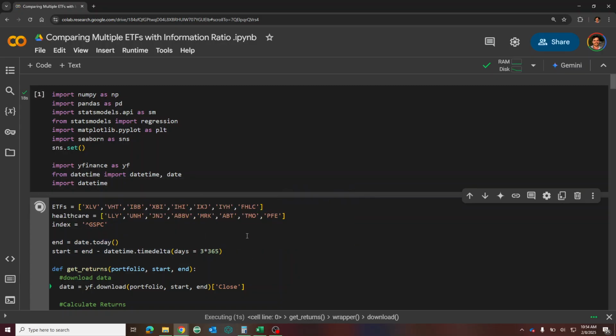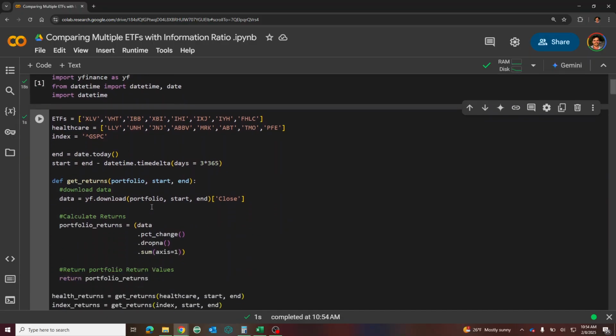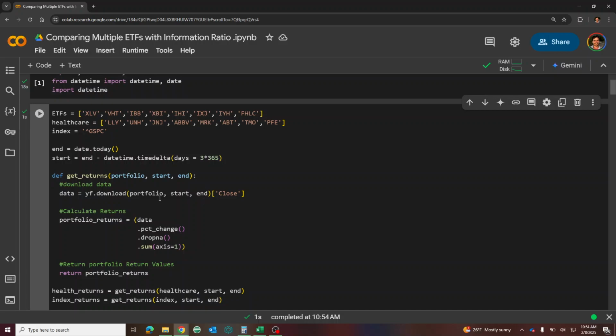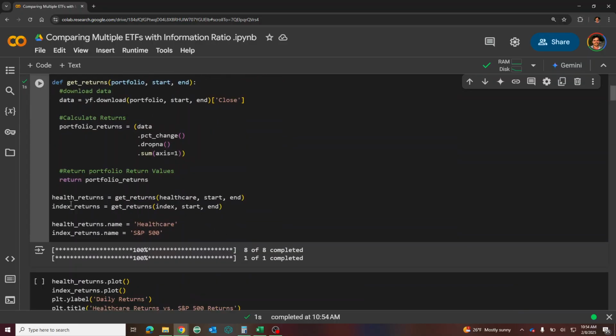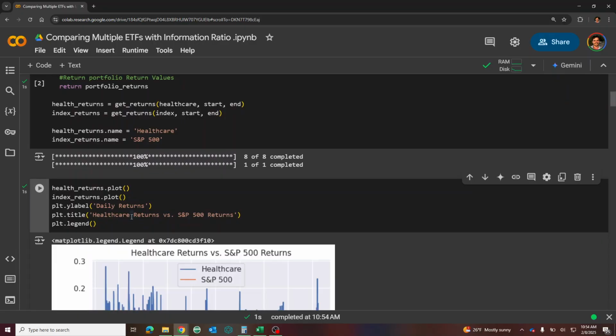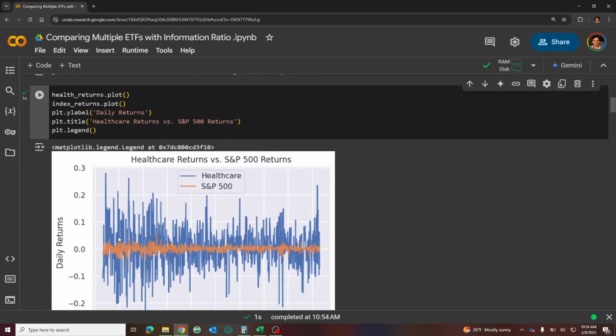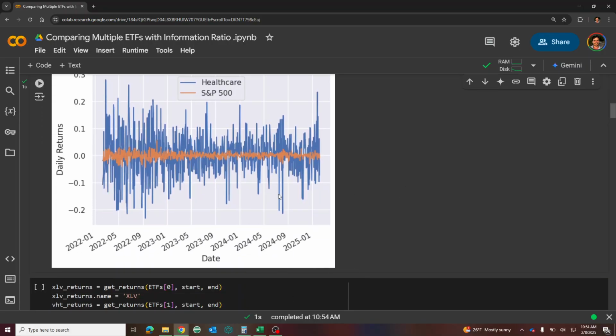So we're going to initialize our lists of things. We're going to get our start and end date. I'm using the past 3 years. I have this little function here that just grabs the data and calculates the portfolio returns. I use that on the healthcare returns and the index, and I rename them healthcare and S&P 500. When I look at our healthcare stock portfolio versus our index returns, you can see what we have here: daily returns, plus or minus, across time.